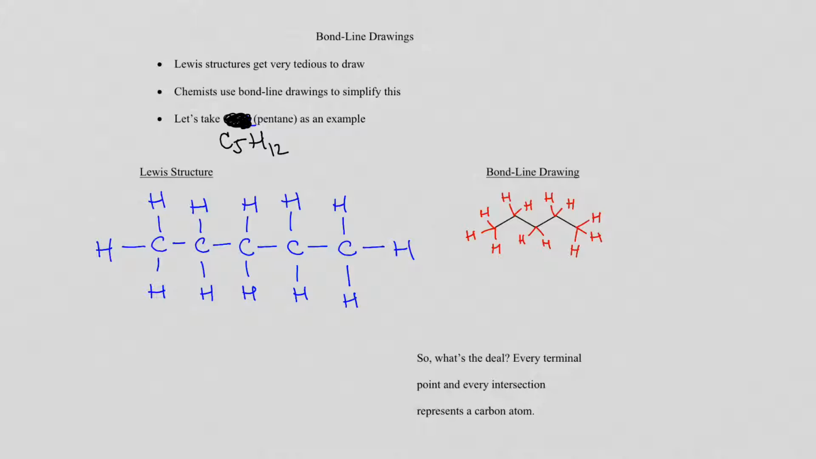So remember the time that it took me to draw this guy. Now I'm going to draw pentane using a bond line structure. 1, 2, 3, 4, 5. Done. So that's a lot faster. And again, remember, I have this little blip down here, and it's basically just re-saying what I just said.